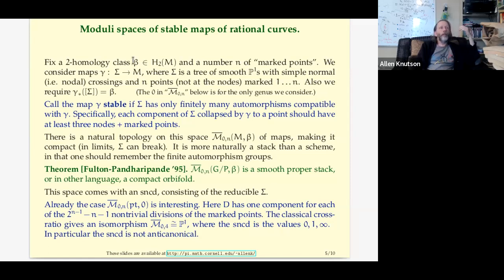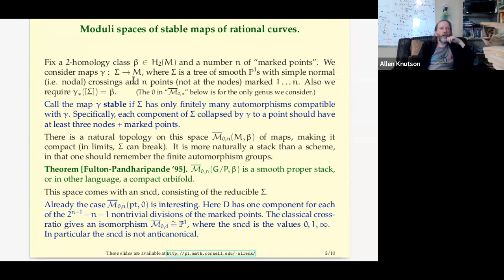So you might say we're really interested in maps of P1 into M, and then we complain that that space isn't compact. How do we take limits? And there's this famous way to take limits where you allow your P1 to degenerate, and it becomes a bunch of P1s glued together. And because I eventually want to define some space that's connected, I'm not going to allow all ways to glue together. I'm going to insist that I get a tree. I'm only going to allow nodal crossings, not more complicated singularities.